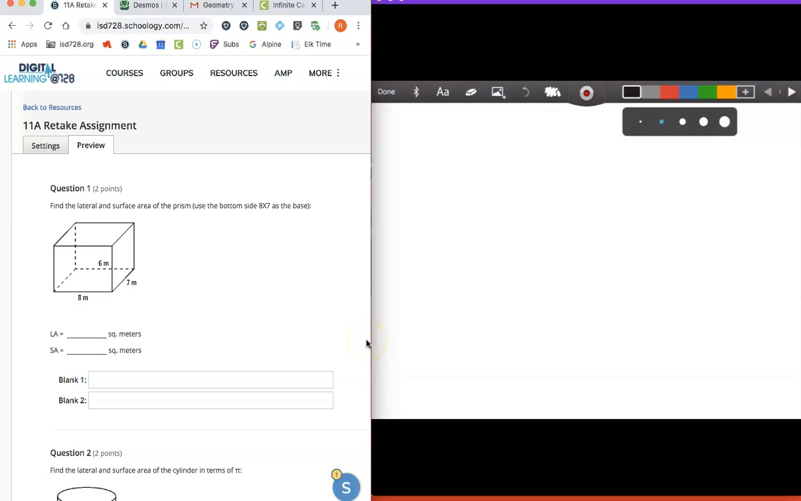Hey everybody, this is the key for the retake assignment for Chapter 11A. So I'll just go through it. Feel free to skip ahead on things that you don't need to see.